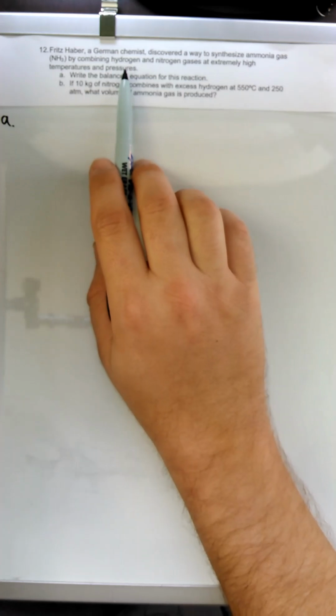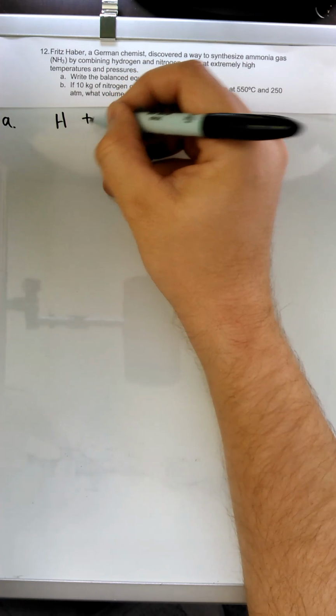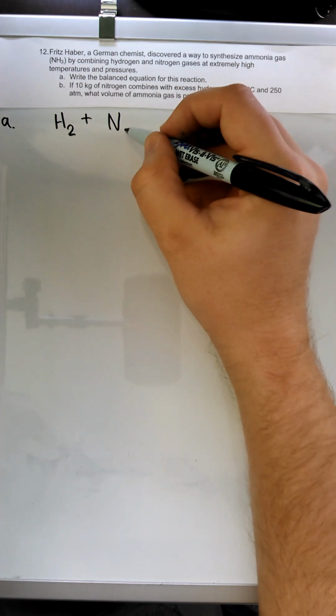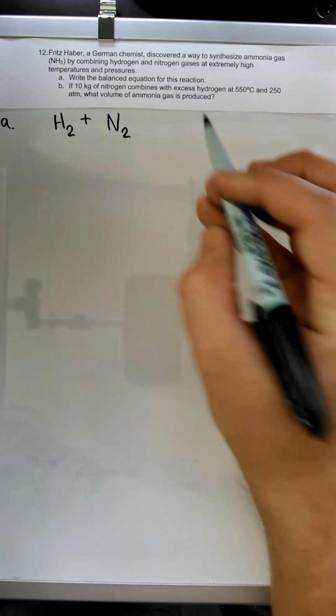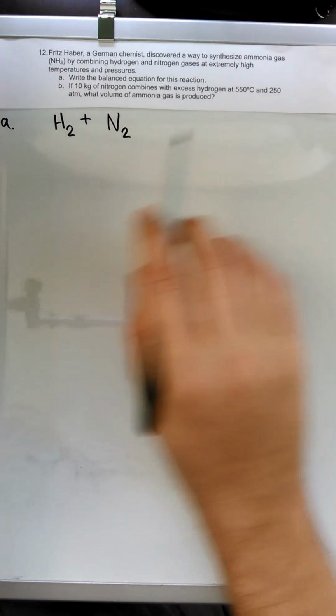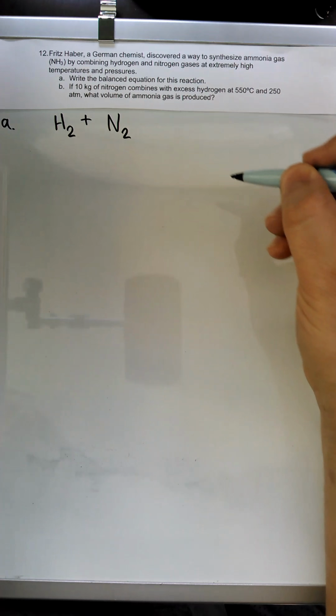Okay, so it says we're combining hydrogen and nitrogen gases. So hydrogen in the gas state and nitrogen in the gas state are both diatomic. Remember, hydrogen on the periodic table, and then there's that L shape starting at nitrogen going down to iodine, are diatomic gases.